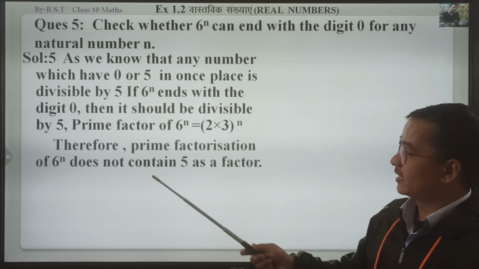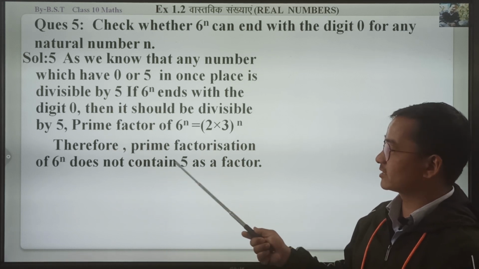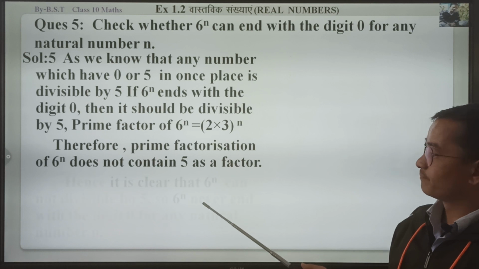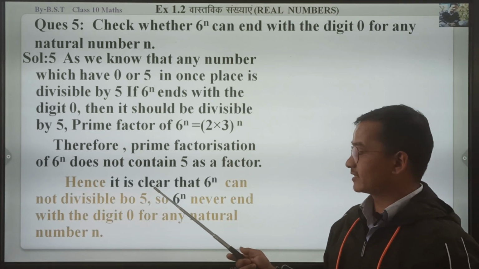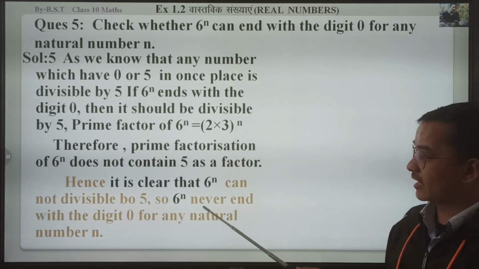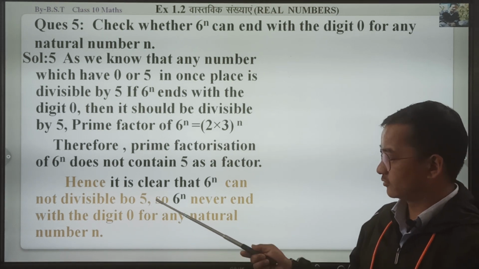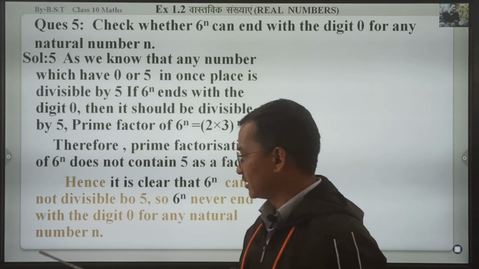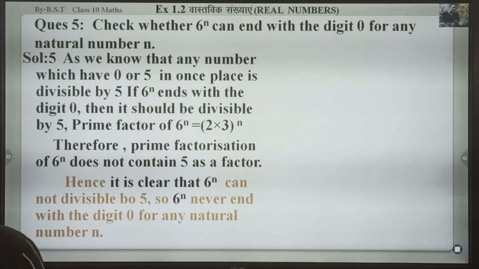Okay students, therefore the prime factorization of 6 की power n does not contain 5 as a factor. So hence it is clear that 6 की power n cannot be divisible by 5. So 6 की power n never ends with digit 0 for any natural number n.